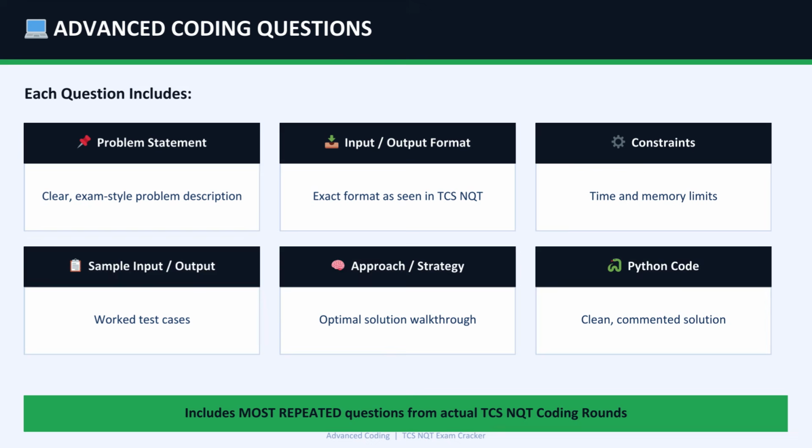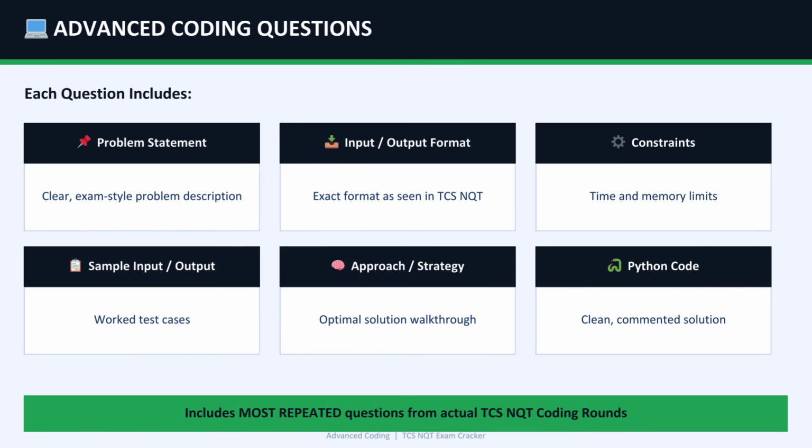Every question in this guide comes with 6 things. 1. The problem statement, a clear exam-style description. 2. The input and output format, exactly how TCS formats it. 3. The constraints, time, and memory limits. 4. Sample input and output with worked test cases. 5. The approach, the optimal strategy explained step by step. 6. Python code, a clean commented solution you can learn from.